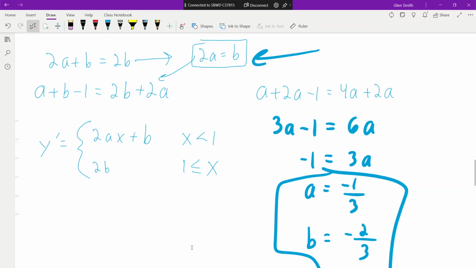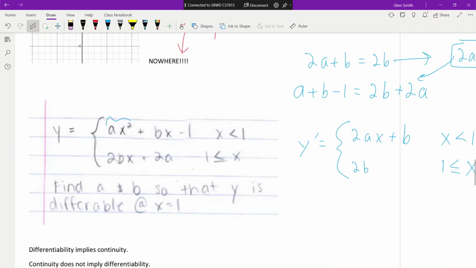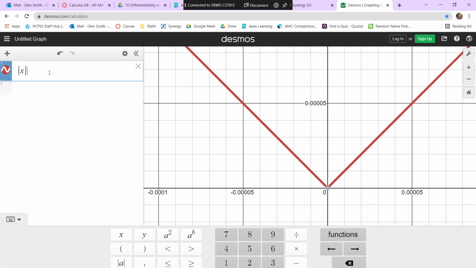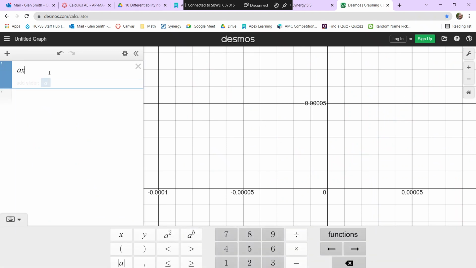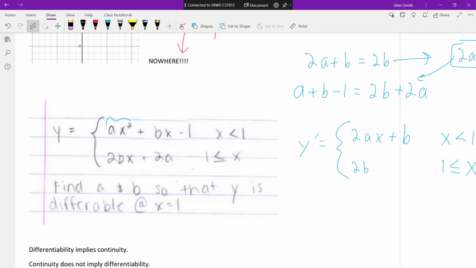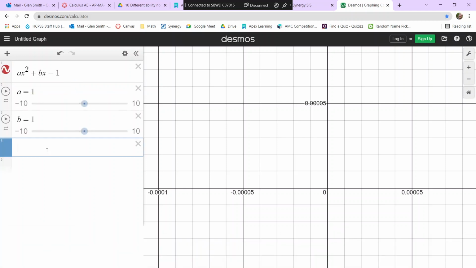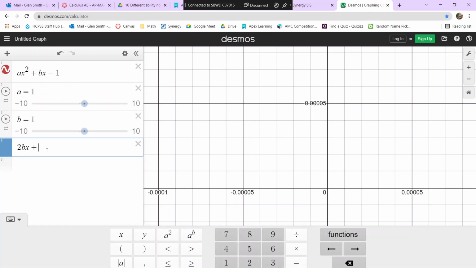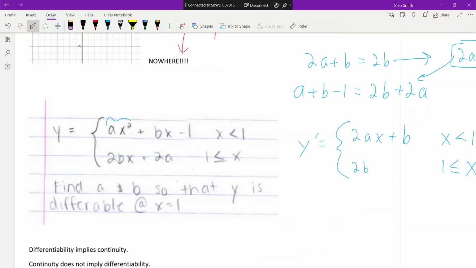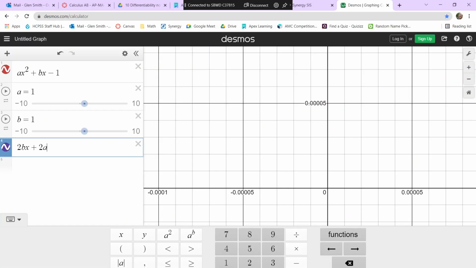Let's talk to our friend Desmos. What do we have? ax squared plus bx plus c. Isn't it plus 1? What was it? I forgot already. -1. Let's make sliders for these. Equals 2bx plus 2a. Was that what it was? I'm just guessing here. 2bx plus 2a. Okay, check it out.